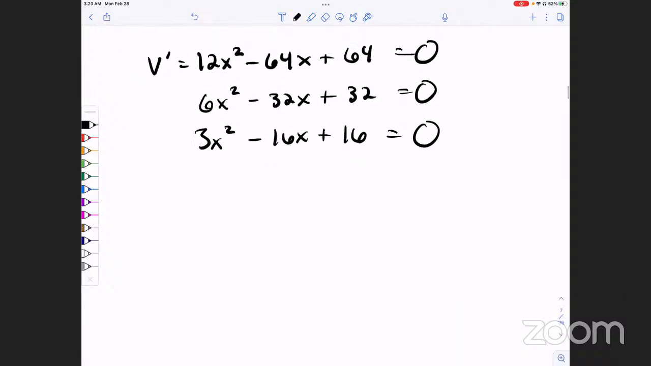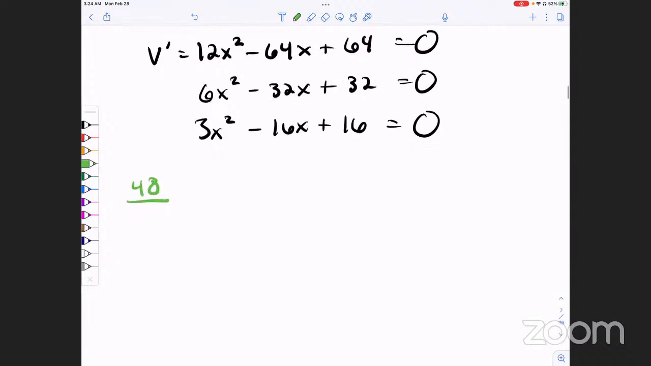I use this technique called the AC method of factoring. 3 times 16 is 48. So we need two numbers that multiply to give us 48 and add to give us negative 16. I'm going to just go through all the factors, right?